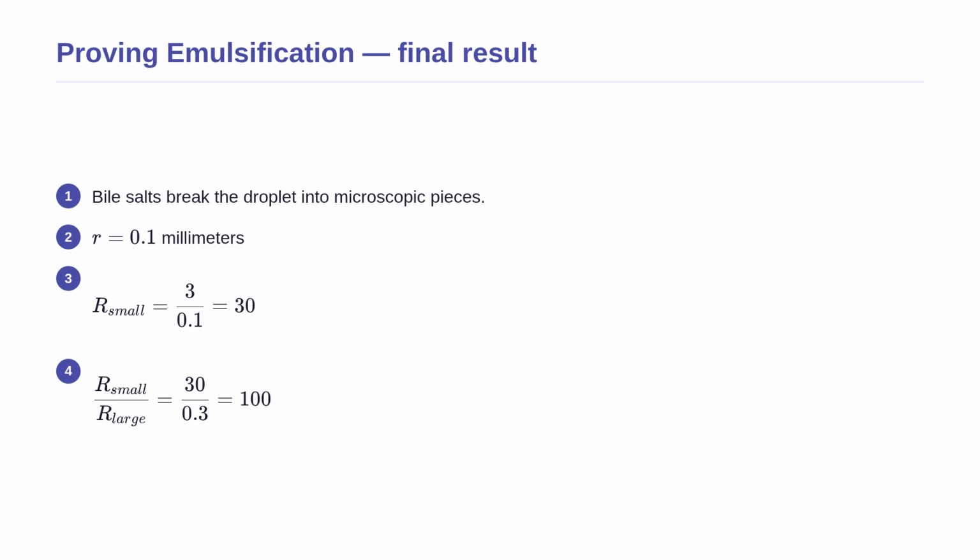When we compare this to our previous result of 0.3, we see the ratio is exactly 100 times greater. This proves that emulsification exposes 100 times more fat to digestive enzymes, turning a process that would take days into mere minutes.